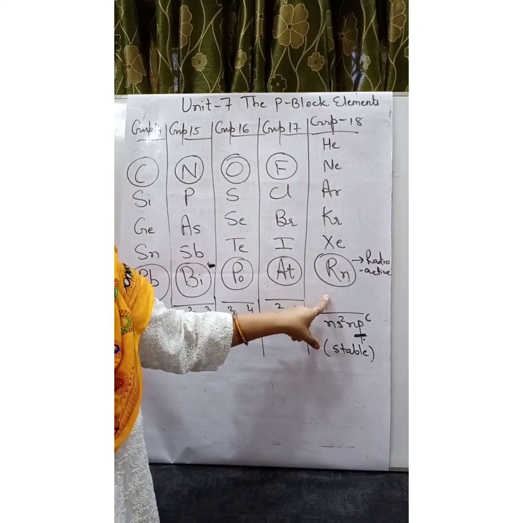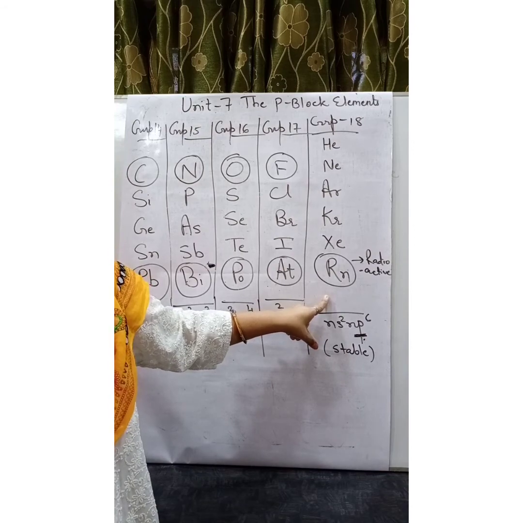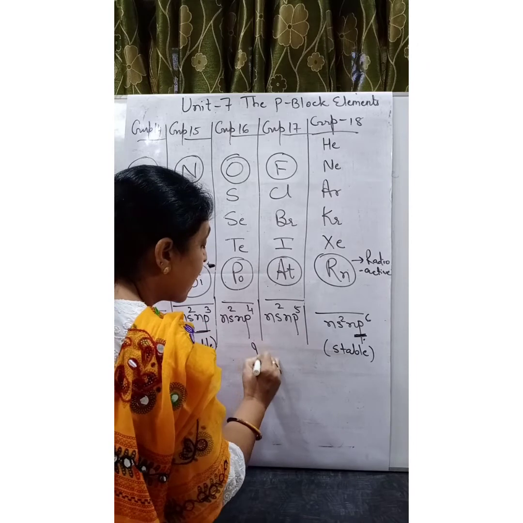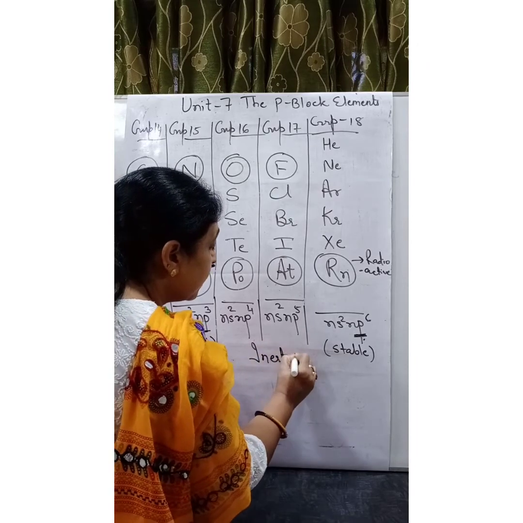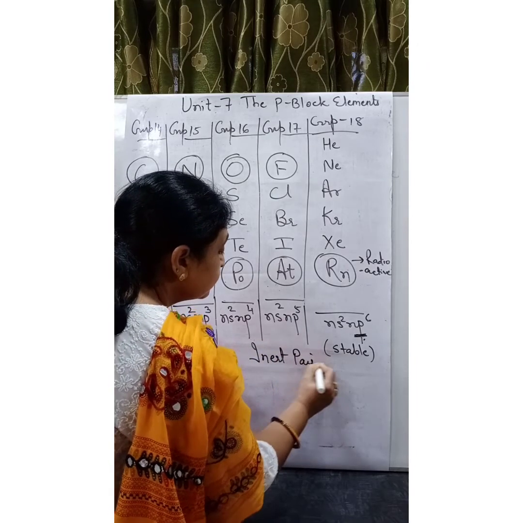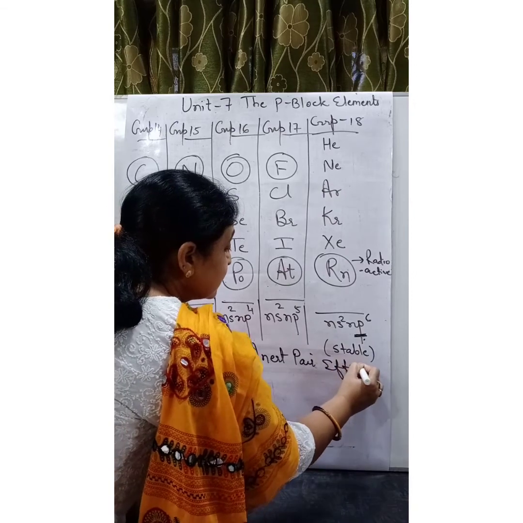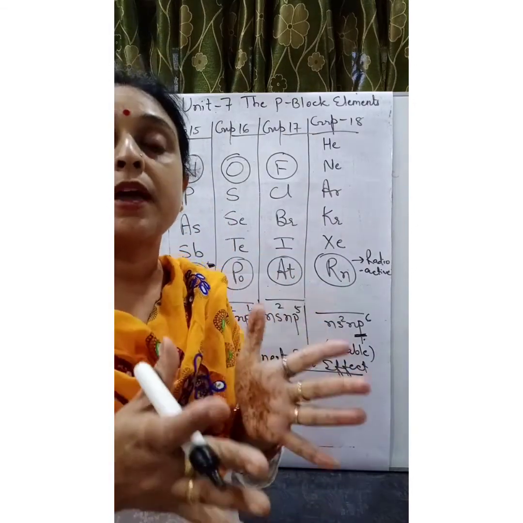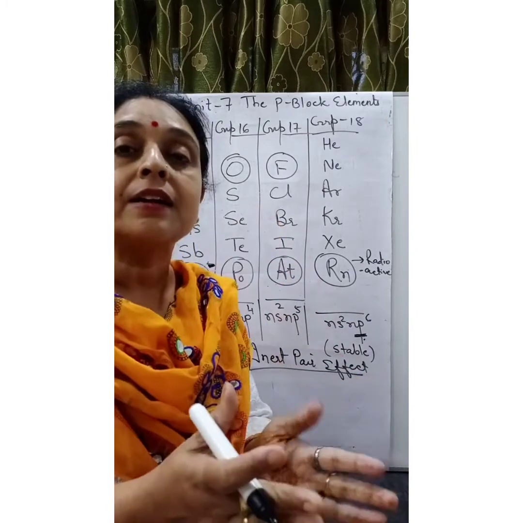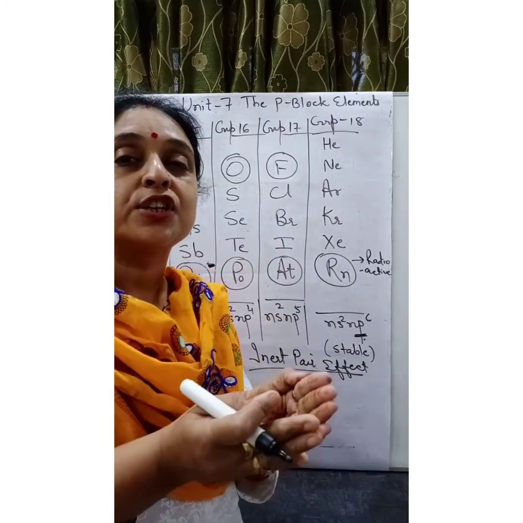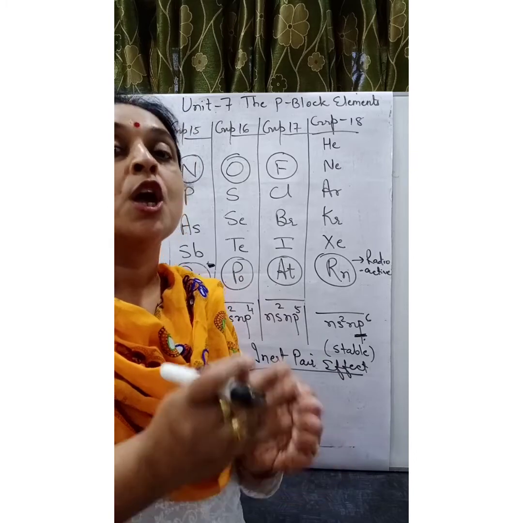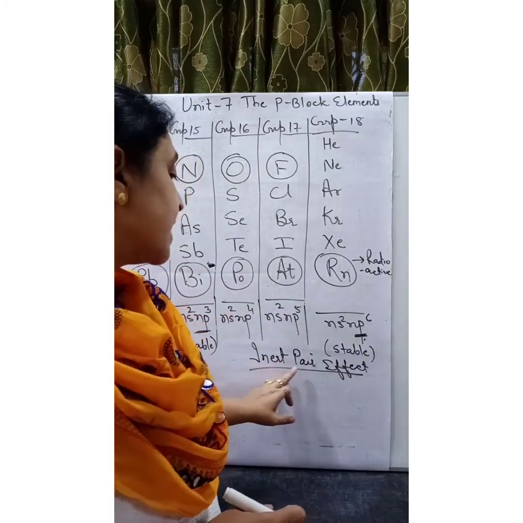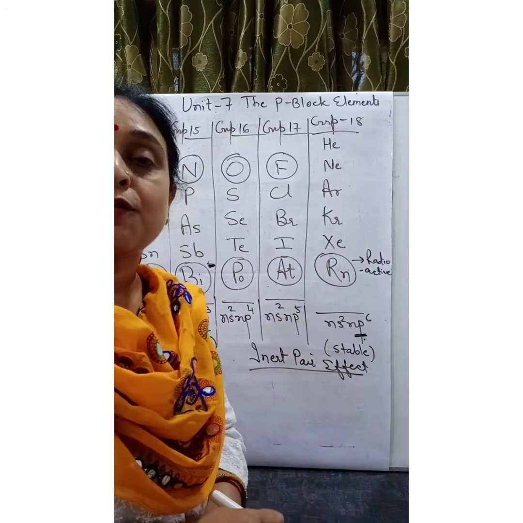What is the reason for this? The reason for this can be attributed to a phenomenon known as the inert pair effect. What is this inert pair effect? How do we define this inert pair effect? The reluctance or hesitation of inner electrons to participate in chemical reactions is known as the inert pair effect.